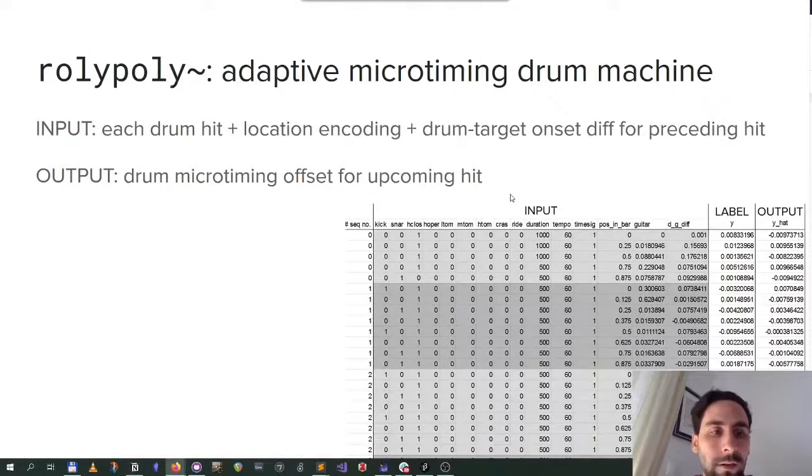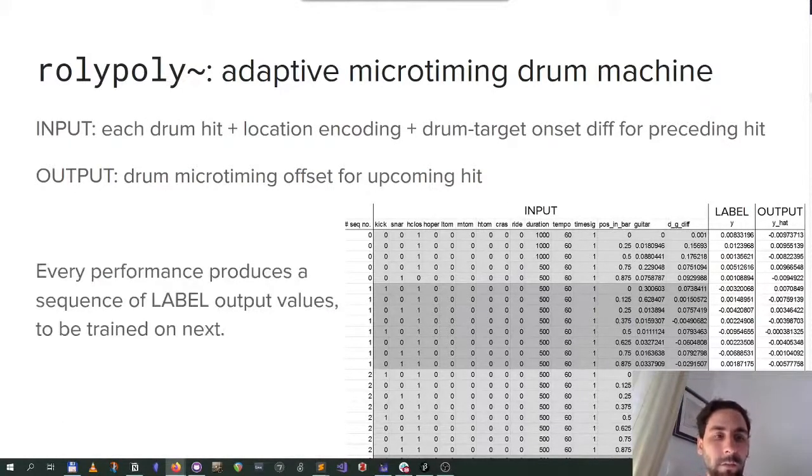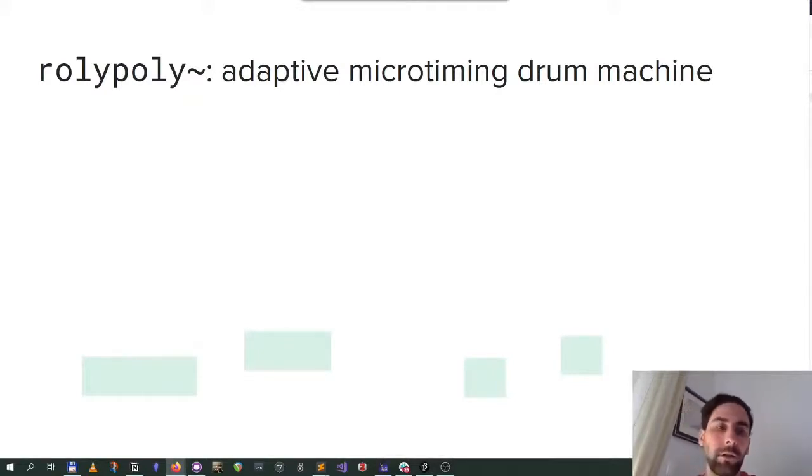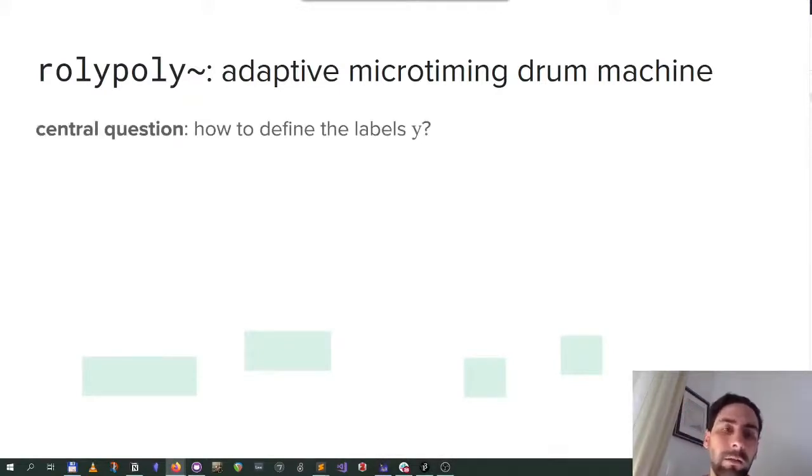And to train this, we analyze every performance to produce a sequence of labels. The labels are y. The outputs produced by the machine in real time are y hat. And to train it, obviously, we compare y to y hat. And how do we actually define the labels y, right? In a traditional supervised machine learning system, you would have a given set of labels and you would try to optimize that.